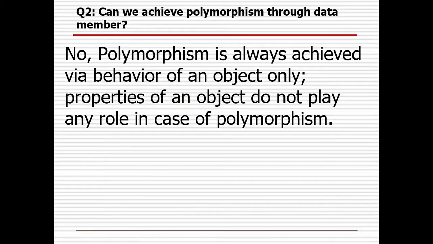Can we achieve polymorphism through data members? No, polymorphism is always achieved via the behavior of an object only. Properties of an object do not play any role in polymorphism.